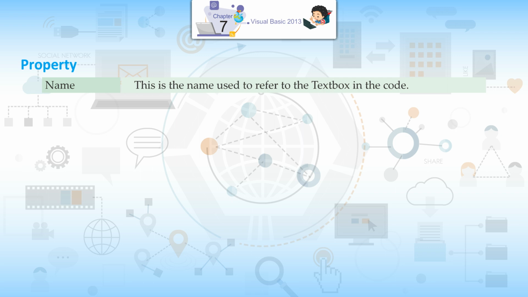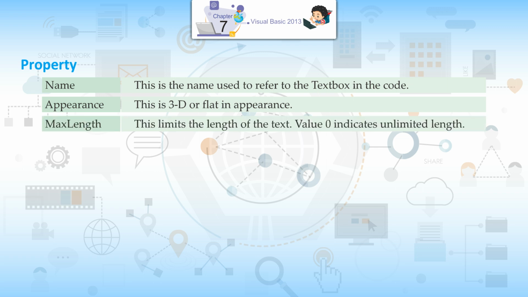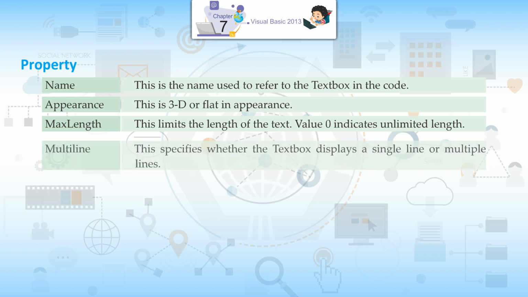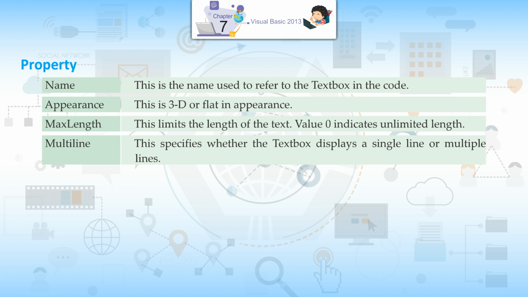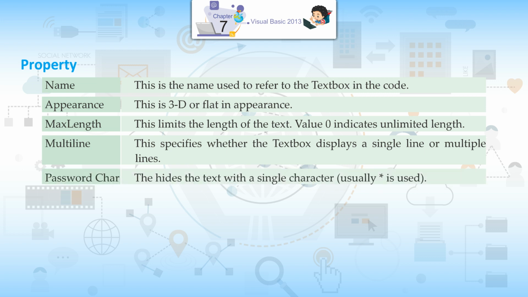Property. Name. This is the name used to refer to the text box in the code. Appearance. This is 3D or flat in appearance. Max length. This limits the length of the text. Value 0 indicates unlimited length. Multi-line. This specifies whether the text box displays a single line or multiple lines. Password char. This hides the text with a single character.